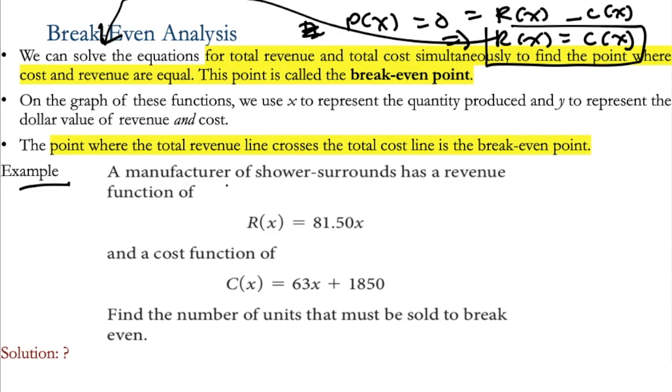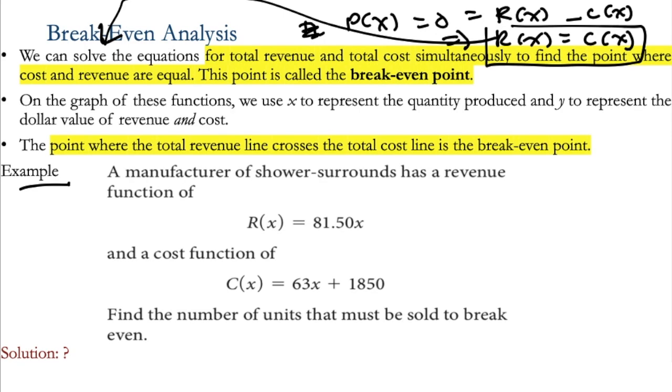This example: a manufacturer of shower surrounds has a revenue function of R(x) equivalent to 81.5x, where x is the number of shower surrounds, and then the cost function here is C(x) equivalent to 63x plus 1,850. Find the number of units that must be sold to have break even. So this is one example of the application of linear equation. So how do you answer it? Let me rewrite the equation here.